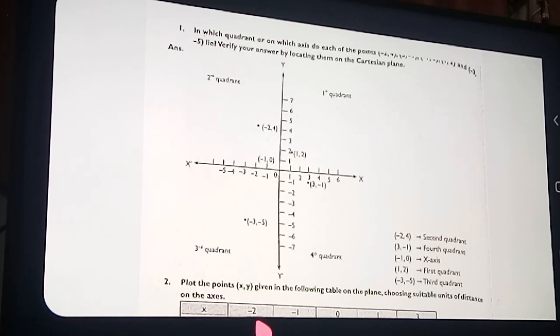Similarly, what is the next question? 3, -1. The x coordinate is 3 and the y coordinate is -1. You can plot that also in the graph book if you have one. That is in the fourth quadrant. And the next point is -1, 0. Its y coordinate is 0. So it lies where? On the x-axis.